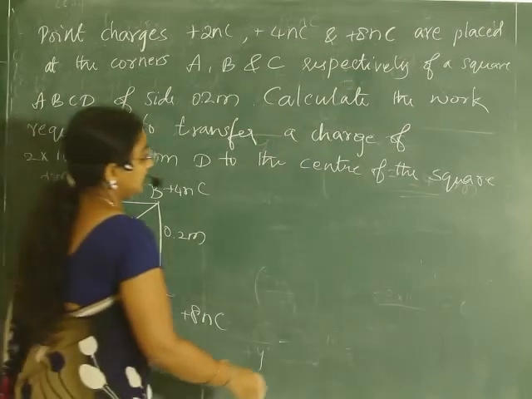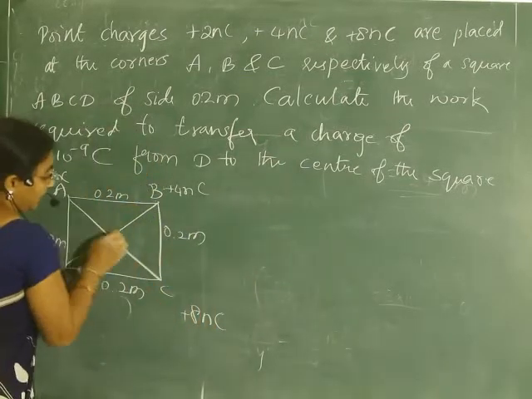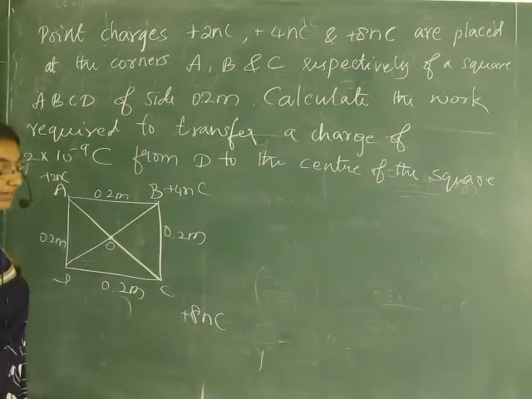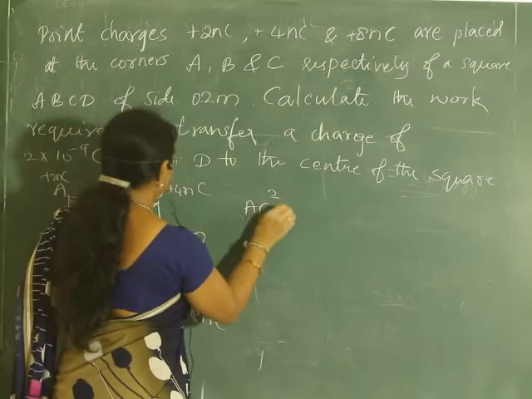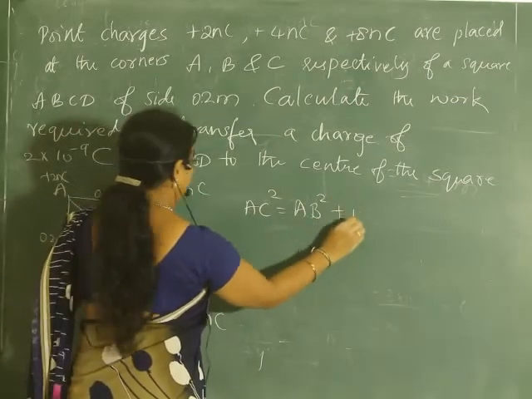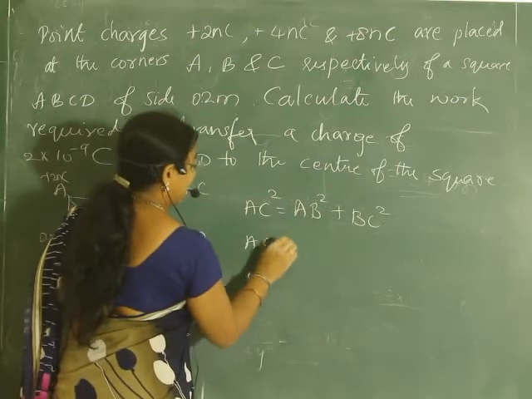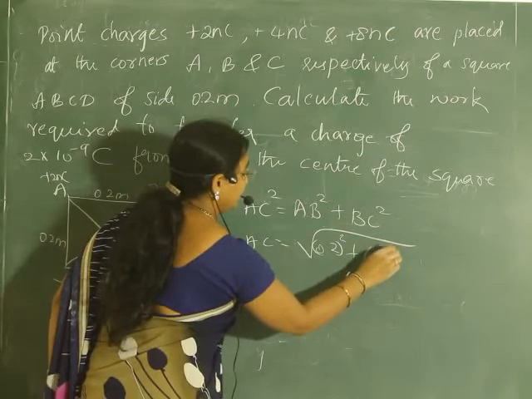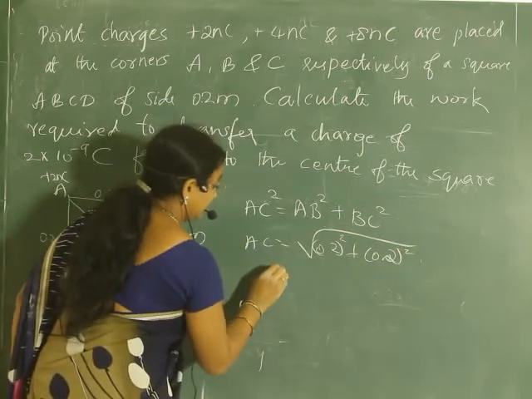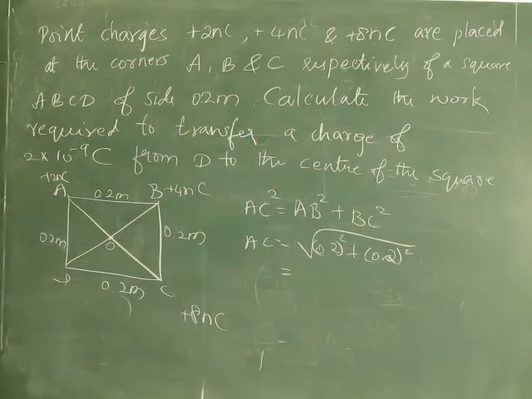We can calculate the distances OA, OB, OC, OD using the Pythagoras theorem. That is, AC square is equal to AB square plus BC square. AC is equal to square root of 0.2 square plus 0.2 square. That is AC is equal to, what is the answer? You get 0.04 plus 0.04, that is equal to 0.08. Square root of 0.08 is nothing but 0.283.